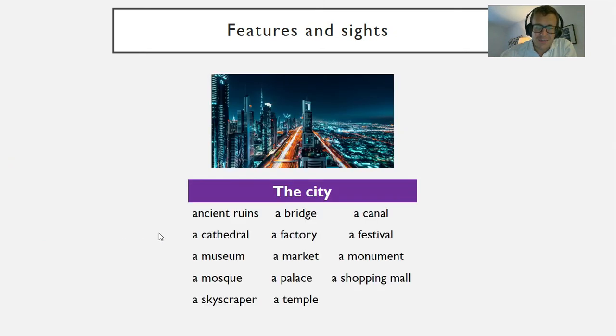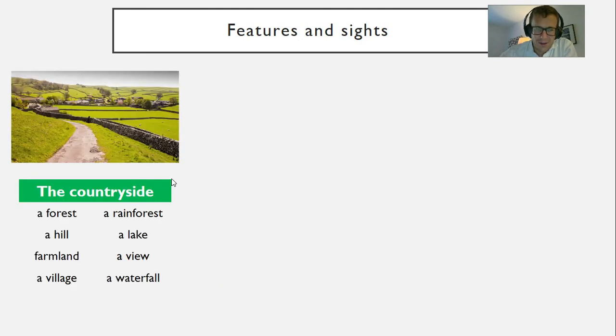Then we have the city: ancient ruins, so if there's an old part, a bridge, a canal, a cathedral, a factory, a festival, a museum, a market, a monument, a mosque, a palace, a shopping mall, a skyscraper, great word, this is what you need to describe the tall buildings in Dubai, and a temple. And again, of course, some of these could be in the countryside as well.